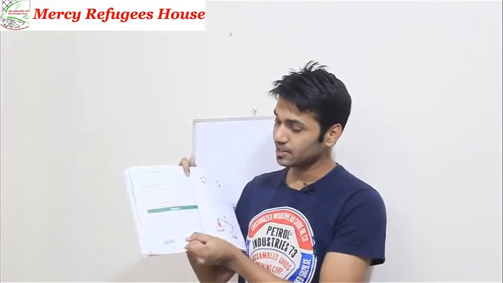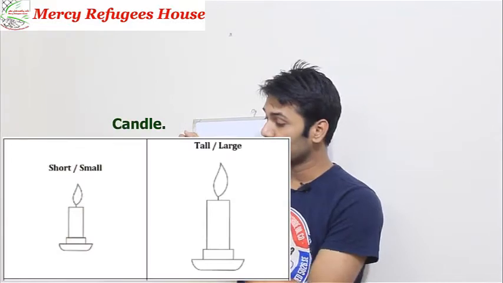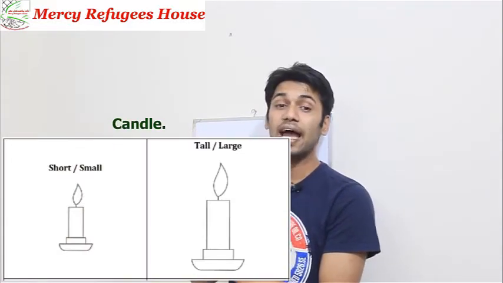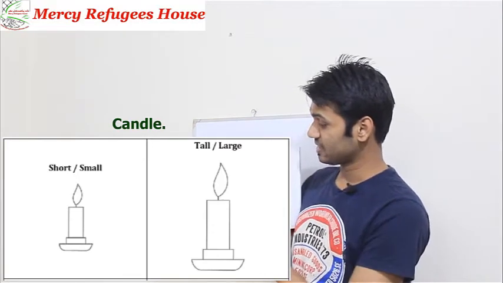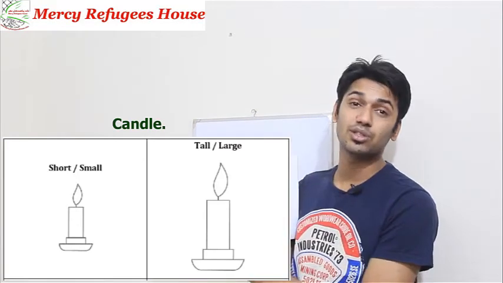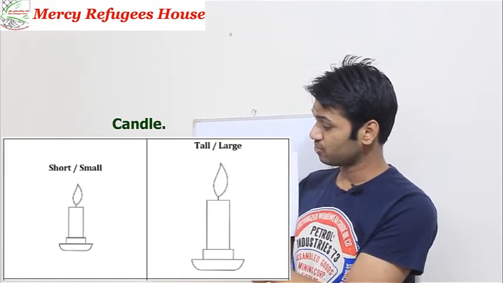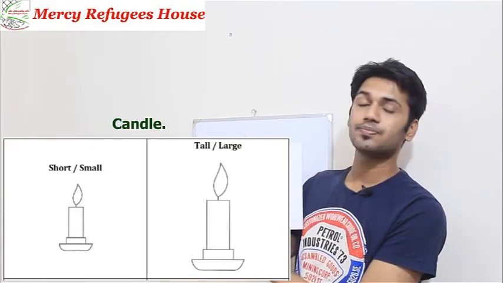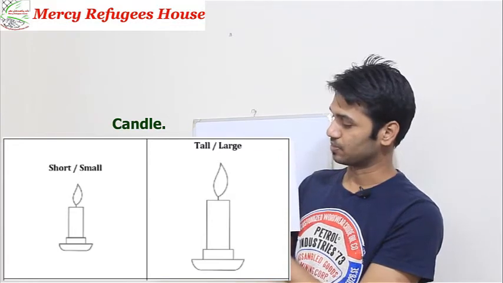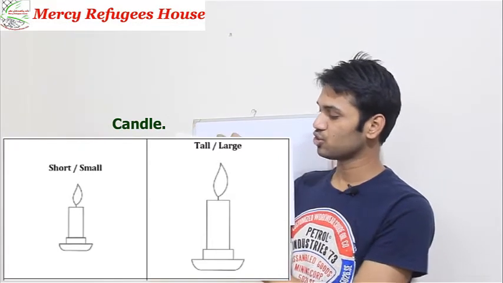Okay, now let's look into the book. Here the very first thing, we are comparing between two candles. Look at this. This is a candle and this is a candle. Look at the difference between the candles. Short, small, tall or large. This one is smaller than this one. Which one is short? This one is short.